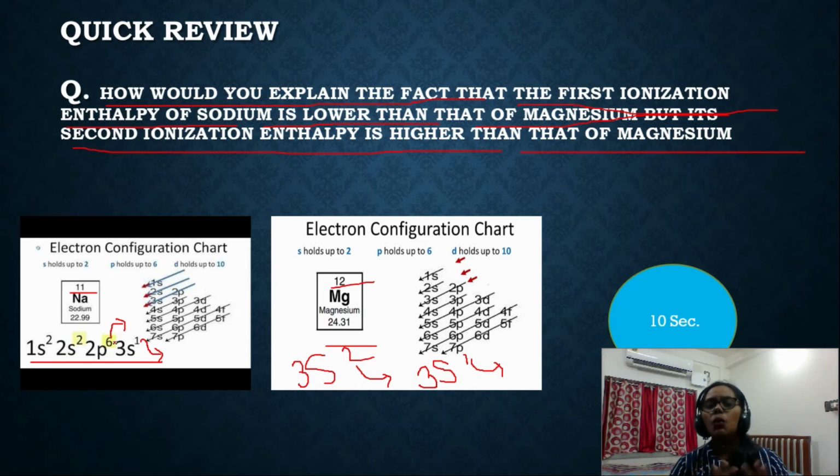So this is the whole explanation of the question. First of all, you have to write down the electronic configuration, and after that you can explain.